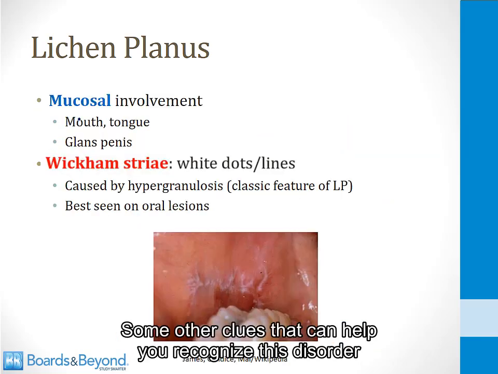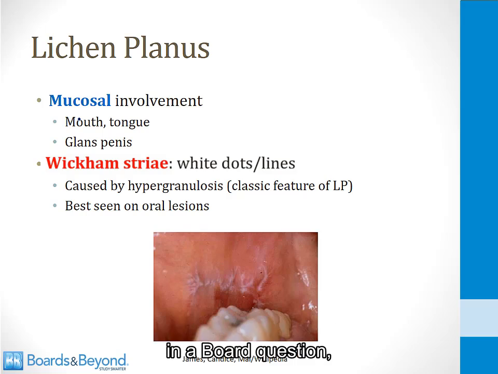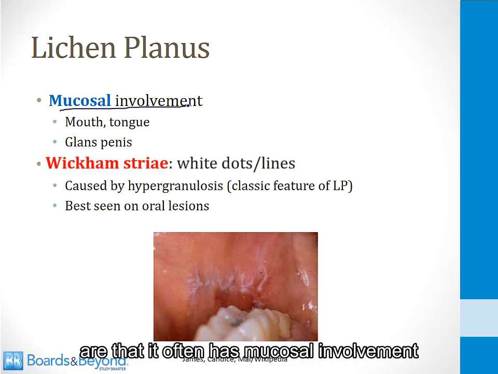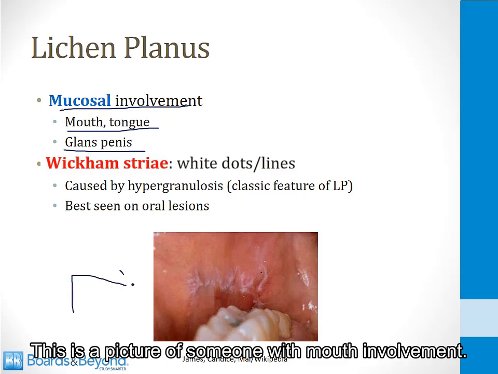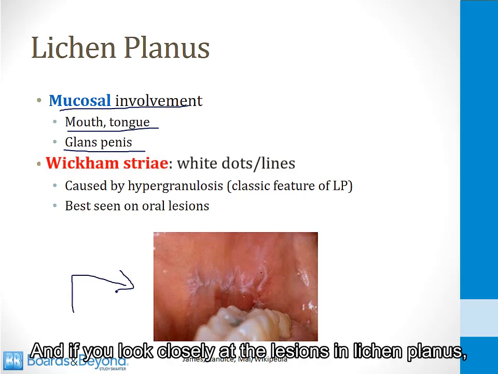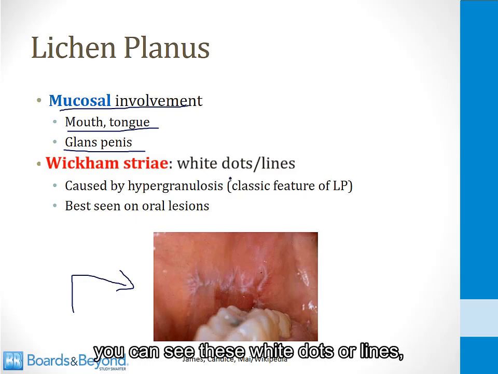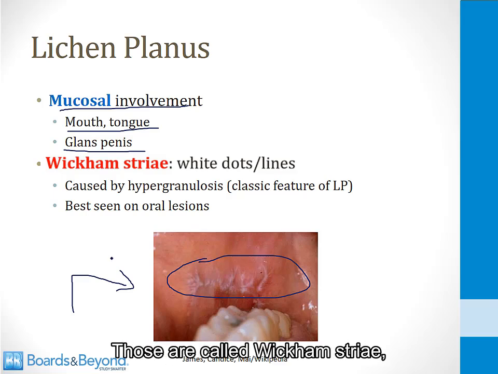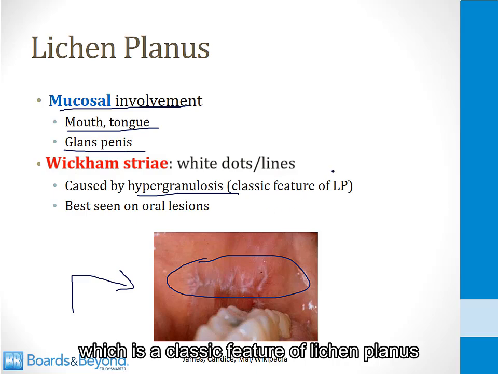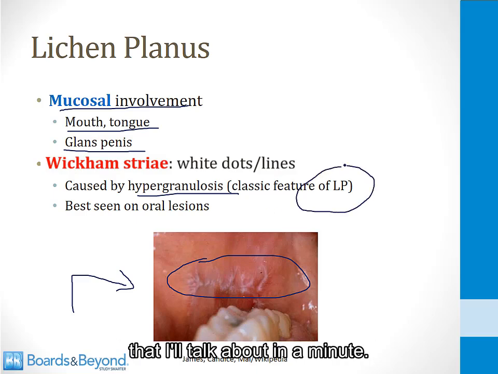Some other clues that can help you recognize this disorder in a board question are that it often has mucosal involvement, often in the mouth or on the tongue, sometimes on the glans penis. This is a picture of someone with mouth involvement. And if you look closely at the lesions in lichen planus, you can see these white dots or lines. They're very easy to see in this picture on the screen here. Those are called Wickham striae, and they're caused by hypergranulosis, which is a classic feature of lichen planus that I'll talk about in a minute.